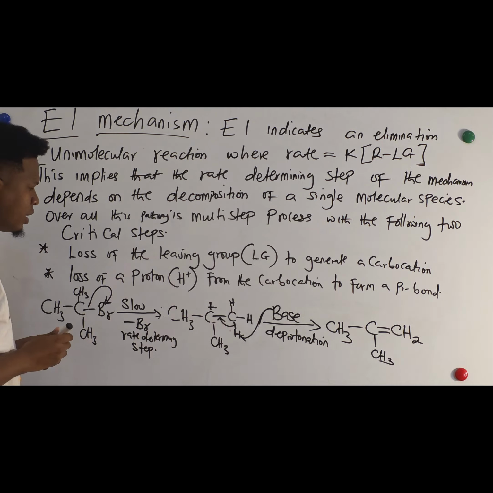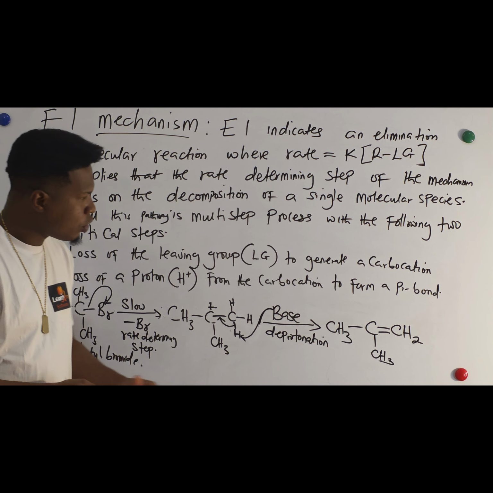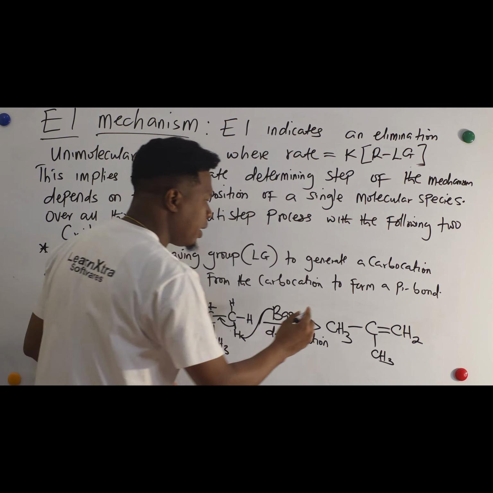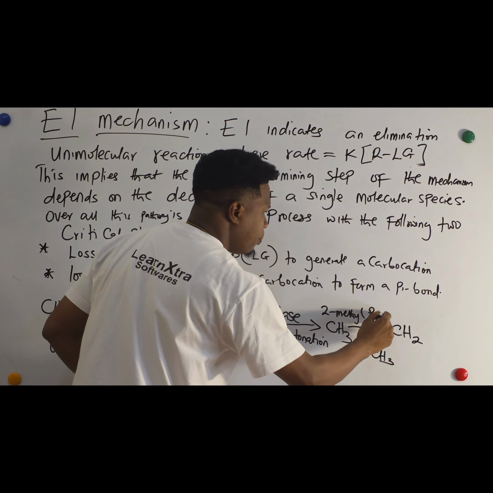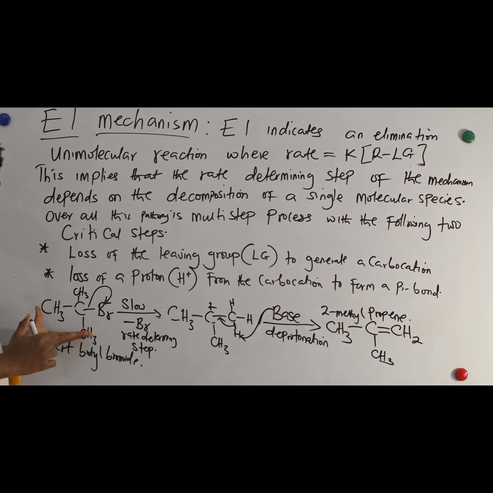CH3. So notice that if you undergo an E1 mechanism for this compound, this compound is called tert-butyl bromide. Or you can call it, 1, 2, 3, 2-bromo-2-methylpropane. So if you undergo an E1 mechanism for this, you have this compound, and this compound here is 2-methylpropene. So have you seen how we generated an alkene from the substrate?